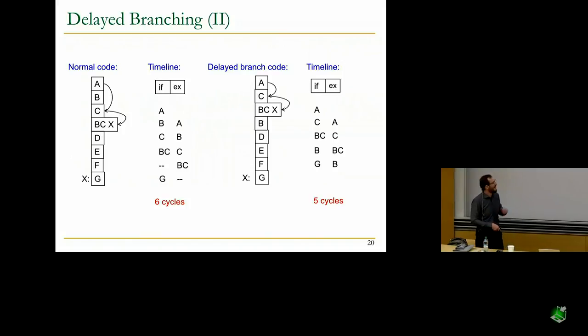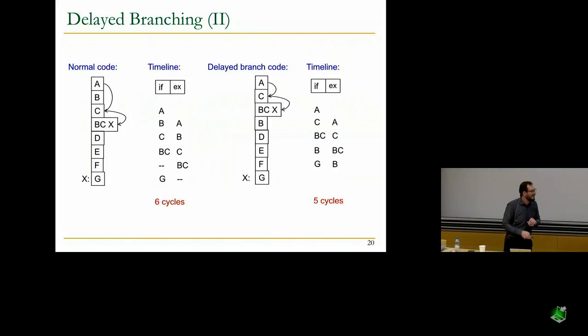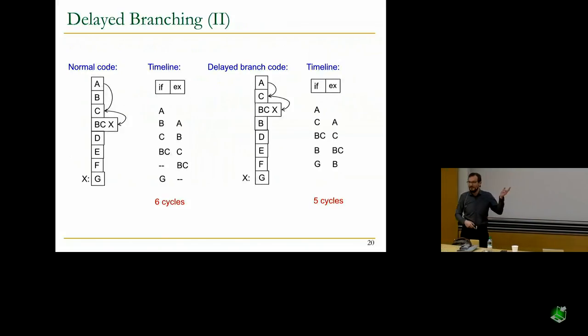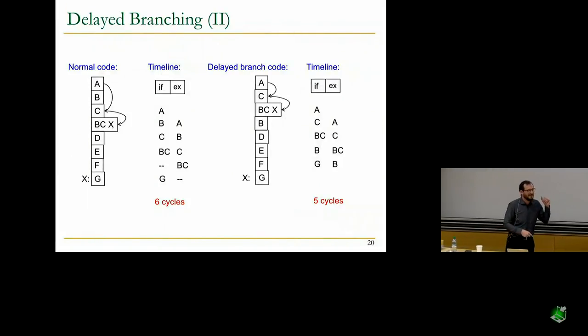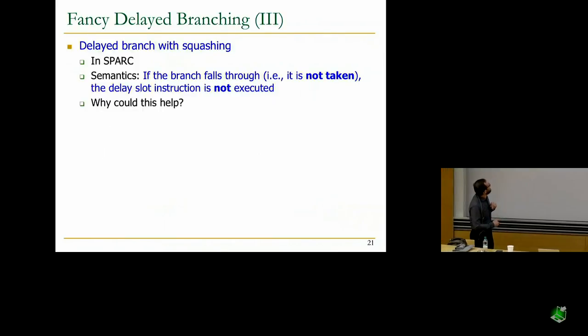Make sense? So this is five cycles. You've gained 1 out of 6, like a 16% performance improvement. Not bad, with a two-stage pipeline, right? And you don't need any branch prediction hardware anymore. Sounds good. So it's a cool idea. People have developed this idea. In SPARC, for example, you have this delayed branching, but they also have something called delayed branch with squashing.